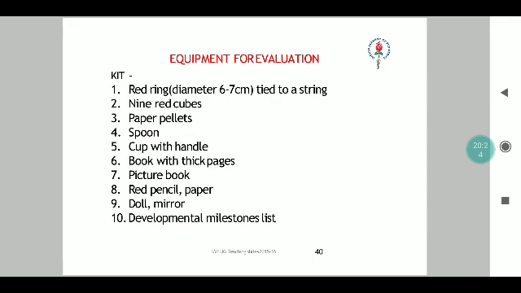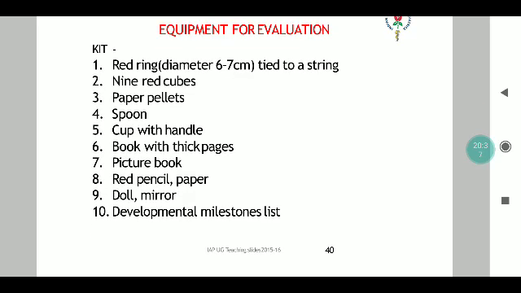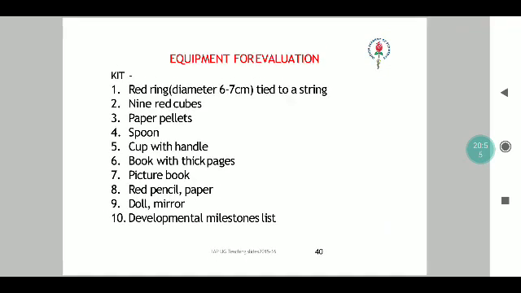Namely, we need a ring which is tied to a string to assess for the bidextrous grasp, 9 cubes to see about how many cubes a child is able to play with and how well he is able to stack it up. Paper pellet, spoon, a cup with a handle to assess for the grasp, a book with thick pages to check for the ability of the child to turn, a picture book to see what the child is able to identify, along with a red pencil and paper for the child to scribble. Apart from this, other tools required include a list of the milestones as such, as well as a doll or even a mirror to assess. Anything can be used for a developmental assessment, but this checklist of 10 is just a rough guide.